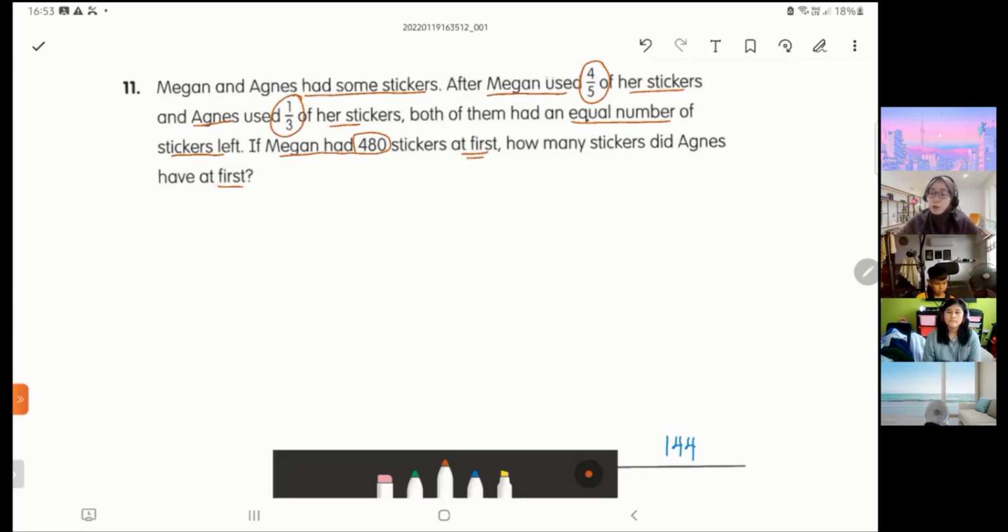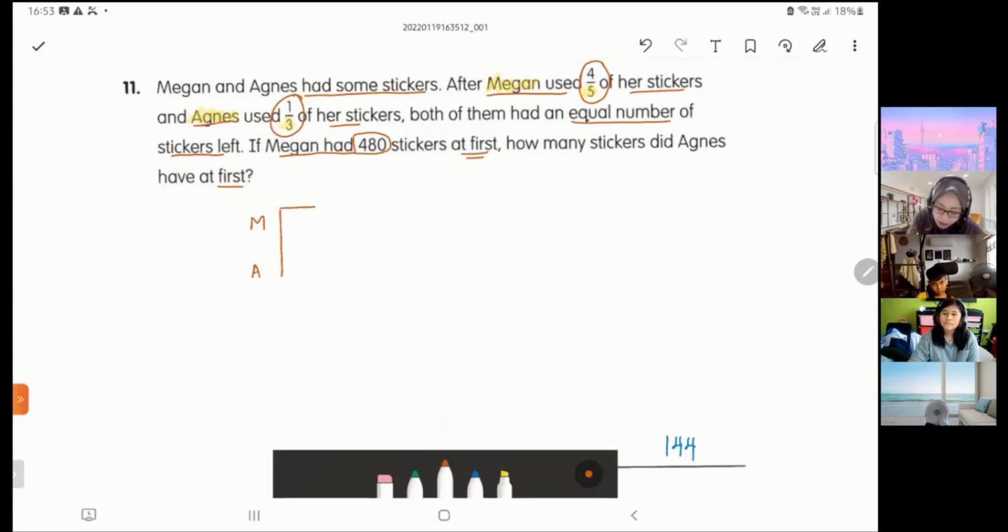Now we are going to draw my model. If I want to draw my model, I need to know how many parts Megan has and how many parts Agnes has, right? How do I look at the total number of parts? So for Megan, total number of parts is 5. And then Agnes, total number of parts is 3. So let's draw out these parts first. Megan has 5 parts and Agnes has 3 parts, right?